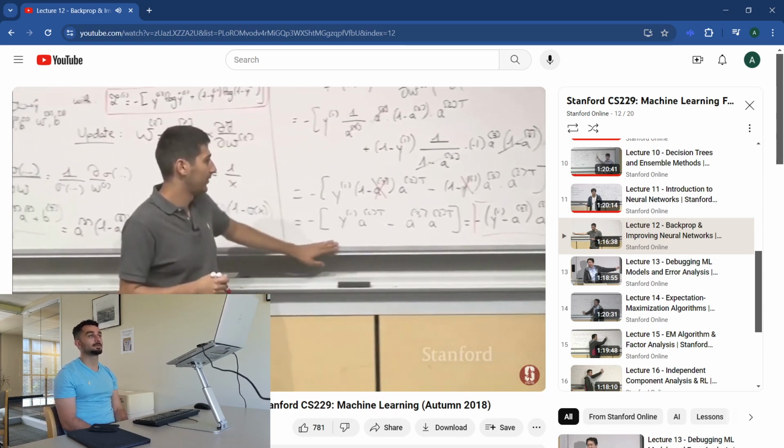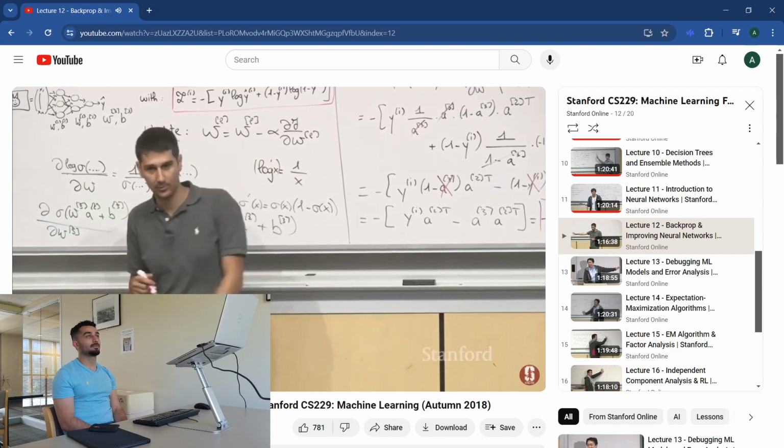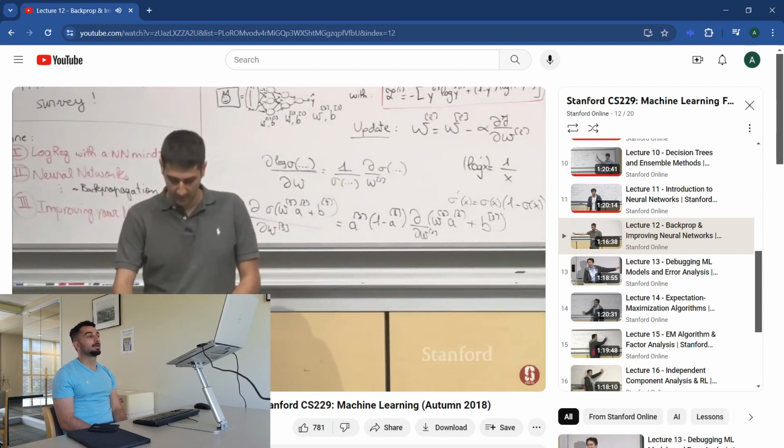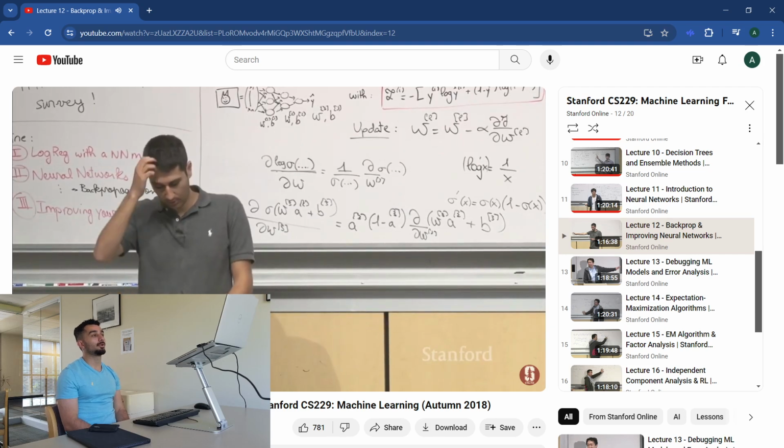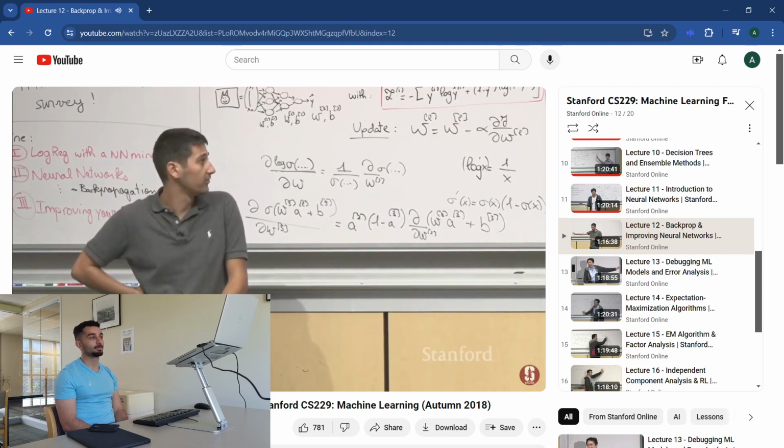So now the question is, how can we use the derivative we already have in order to compute the derivative with respect to W2?